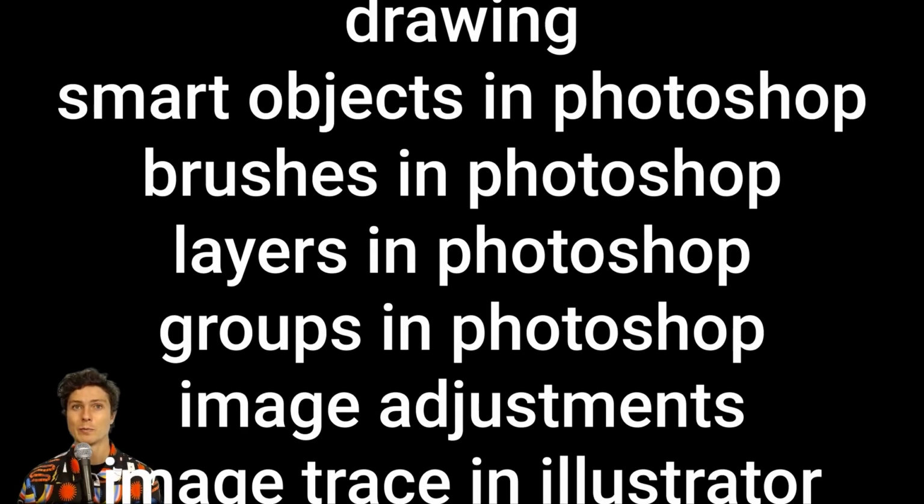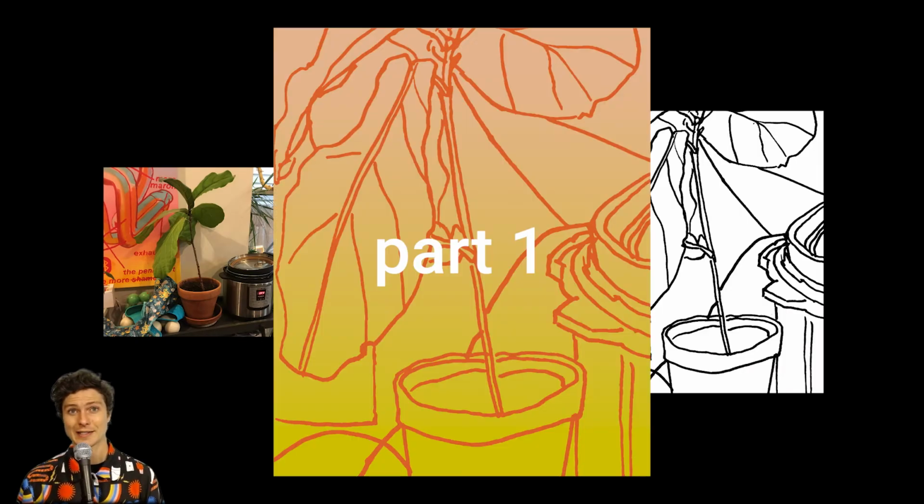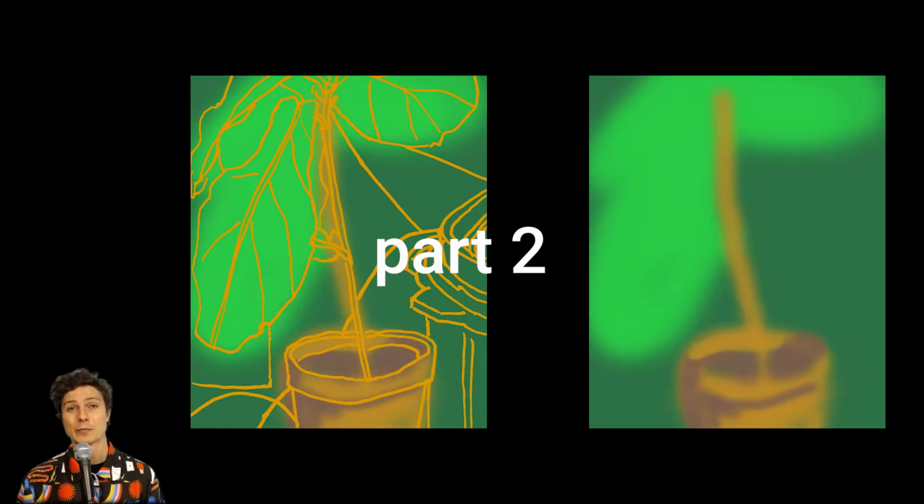So this will be in 2 parts. The first part will deal with the image that we create and how we turn it into a vector image. And the second part will be in Photoshop, primarily where we'll make an animation. So let's start. Well, let me start with this.